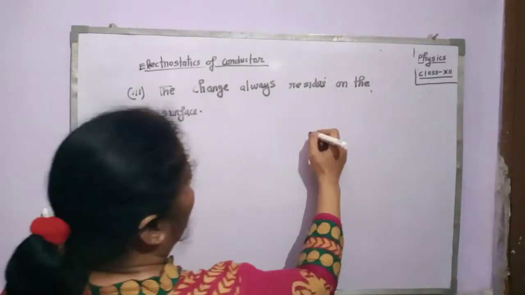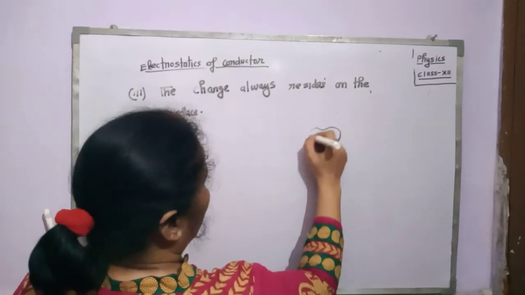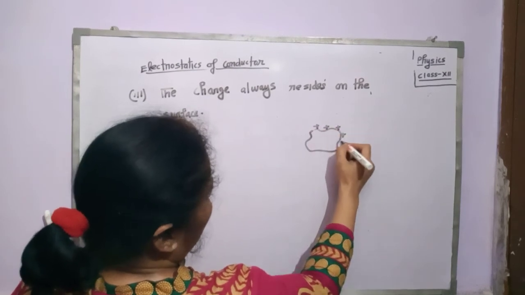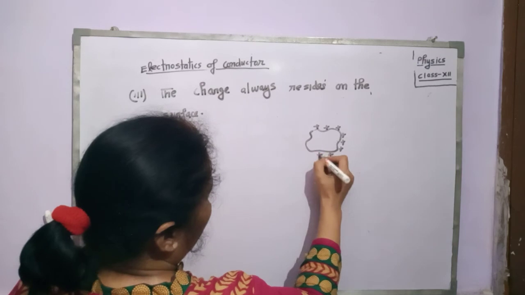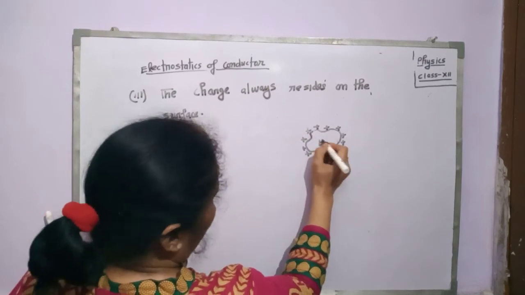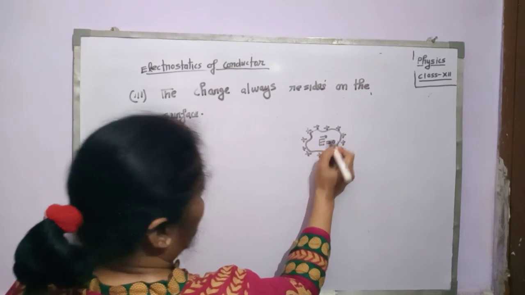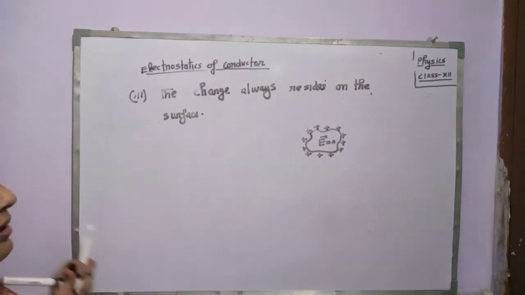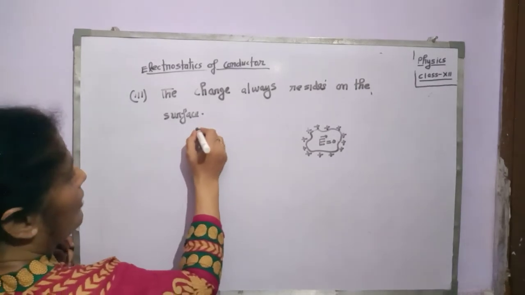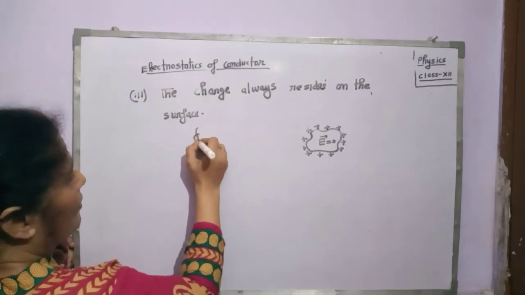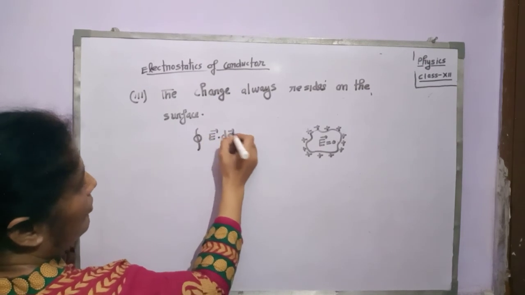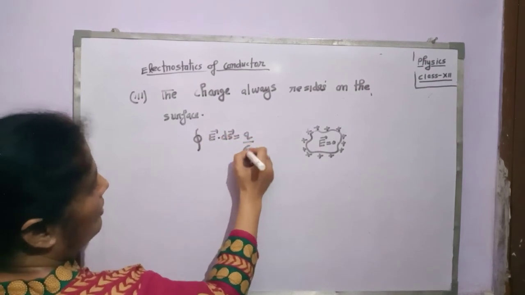As you know, inside the conductor, this is your conductor, this is the charge which resides on the surface of the conductor. As you know, inside the conductor electric field is 0. This is your first point. Electric field is always 0 inside the conductor. From the Gauss theorem, you know E dot ds is equal to Q upon epsilon naught.